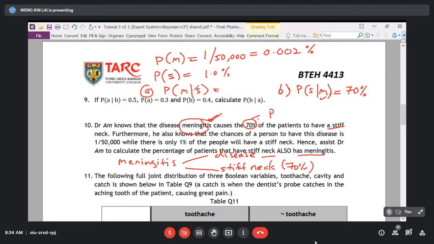So for example, you wake up one morning with a stiff neck, right? And then I do a check and I find that I also have meningitis. So I know some of you may hopefully not complain, let me try to explain why.